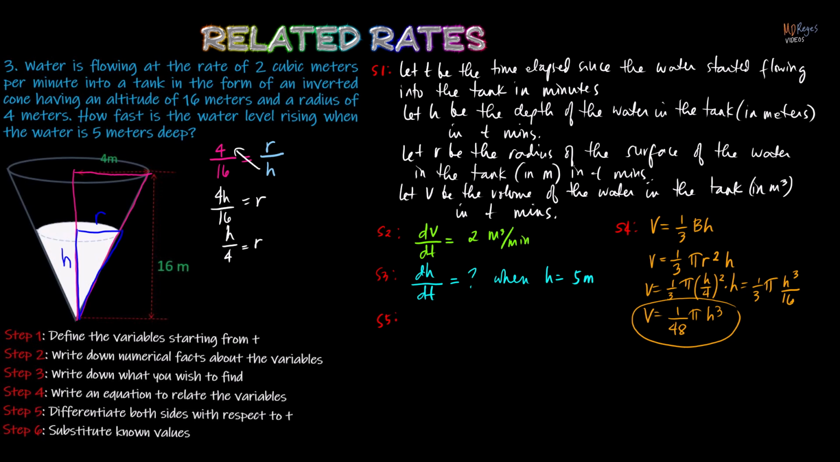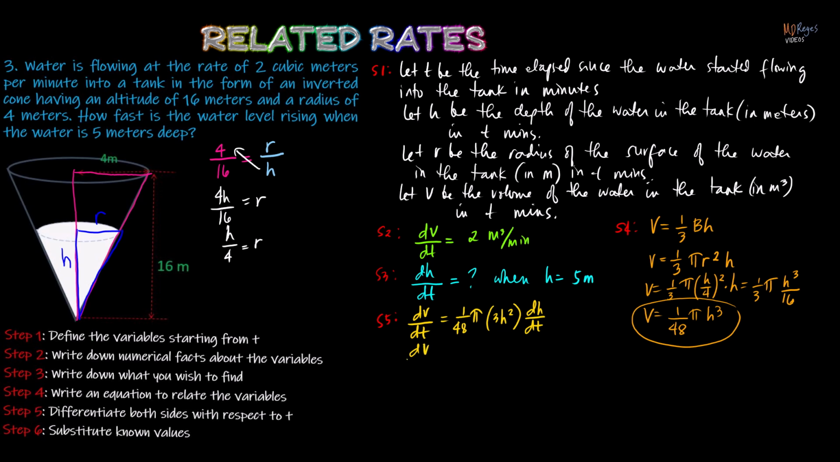In step 5, we'll just differentiate both sides of the equation with respect to time t. The left side will give us dV over dt when you differentiate V with respect to t. On the right side, we have a constant 1 over 48 pi, so I'll just copy the constant and then differentiate h cubed with respect to t. That will give us, using the power rule, 3h squared times dh over dt. dh over dt is the derivative of the base of the power of h cubed. So we'll simplify this.